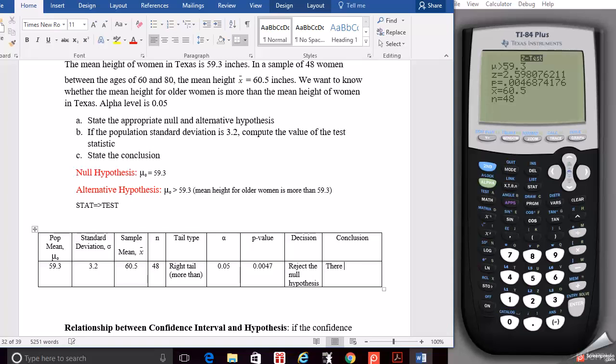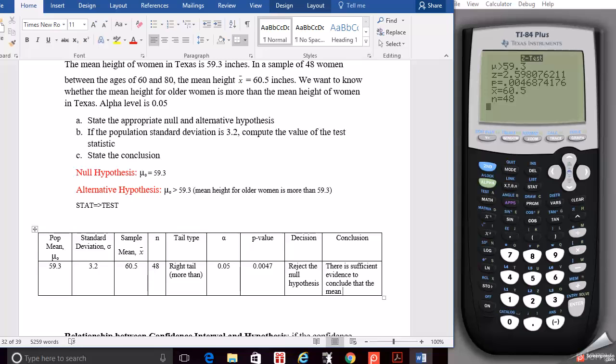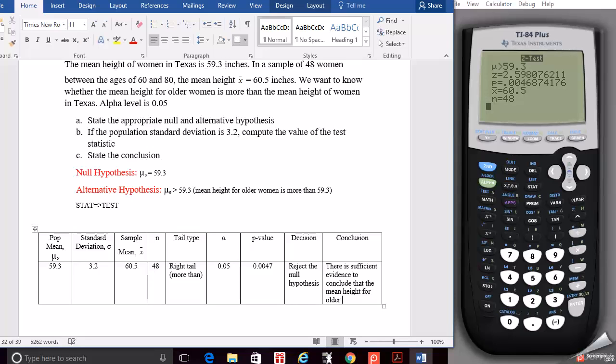There is sufficient evidence to conclude that the mean height for older women is greater than 59.3.